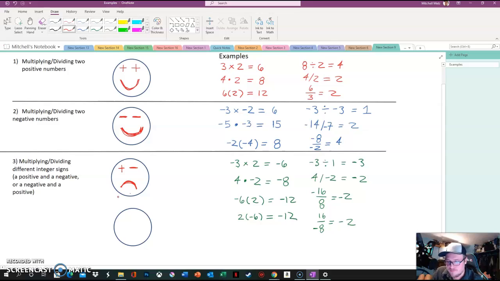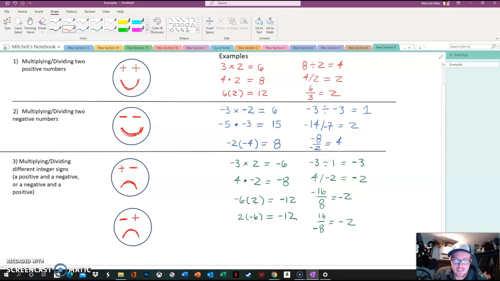So let's do the last one. Let's say instead I started with a negative. If something bad happens to somebody good, that's also bad. We don't want that. So again, it's the same thing. It doesn't matter the order. It just matters that they're different signs. Let's look at some of these.